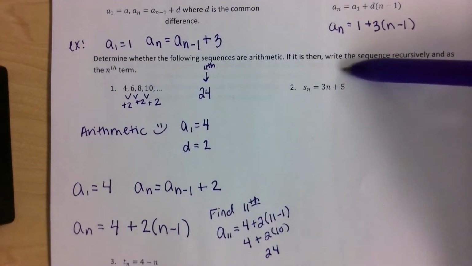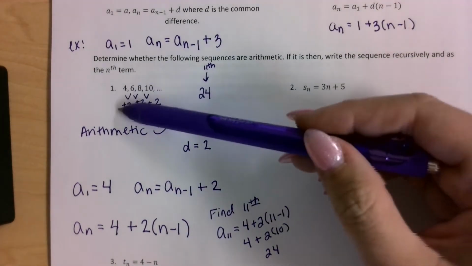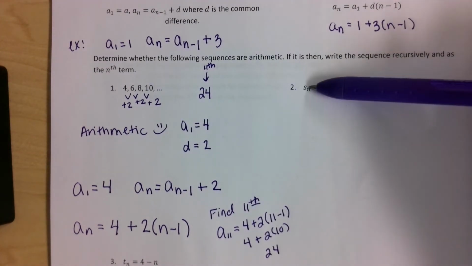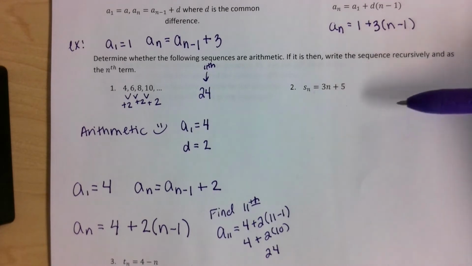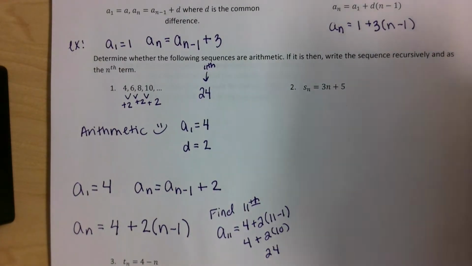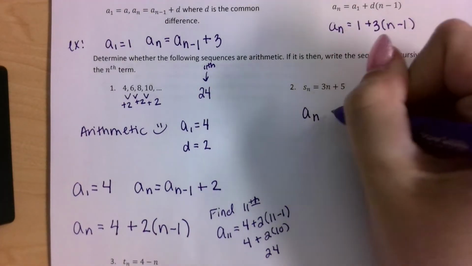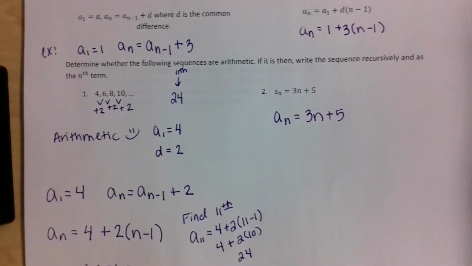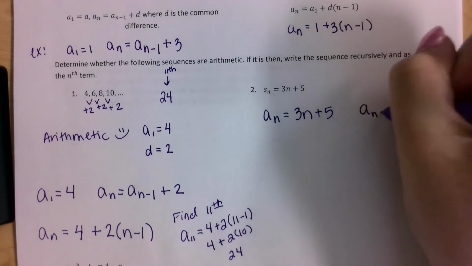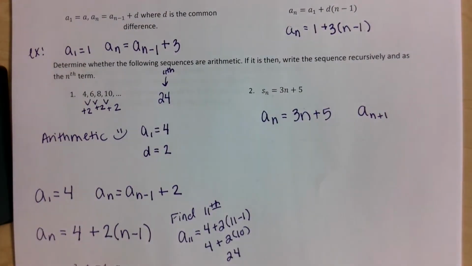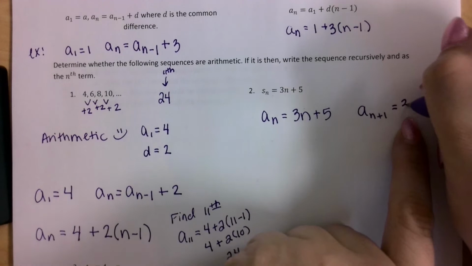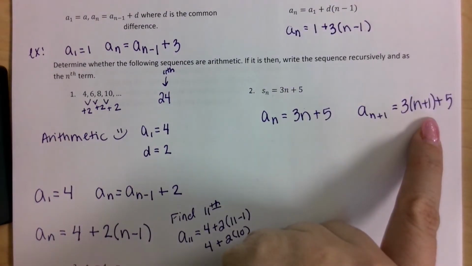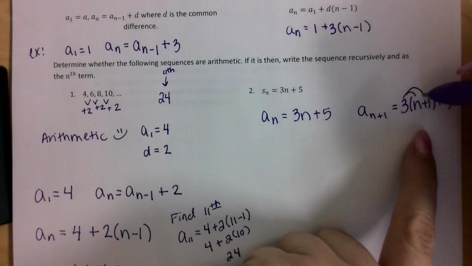Okay, so now in number 1, it was pretty easy to tell that this was arithmetic. Now if I gave you an equation, it's a little harder to tell what are we adding each time. So we're going to have to prove that this is an arithmetic sequence by looking at our consecutive terms. So we're going to say, well, our first term is 3n plus 5. Now the next term after that would be n plus 1, the next term. So that's going to be 3 times n plus 1 plus 5. Distribute.